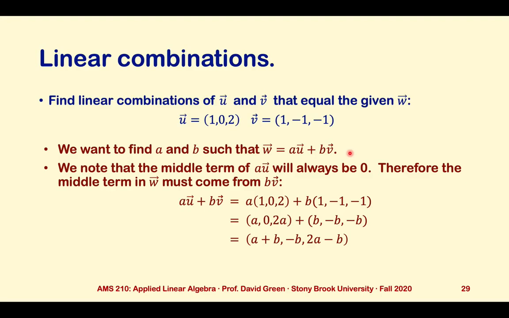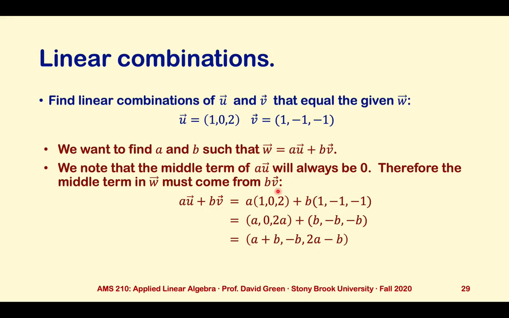One thing that is actually very important about this particular combination with u as it is structured, because u has a 0 in the middle, the second element, that second element always will be 0. Doesn't matter what a is. a times 0 will always be 0. So the middle element of a times u will always be 0. That means the middle term in w, in a linear combination, is only going to come from bv. Can't have any contribution from u because u has a 0 there.